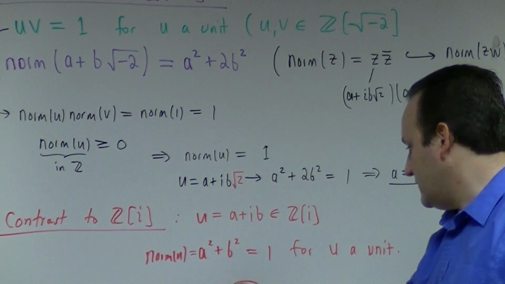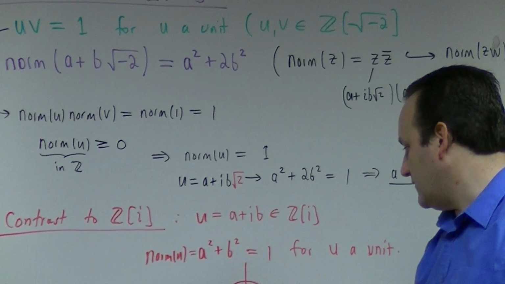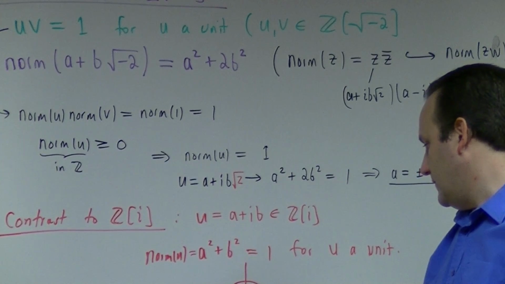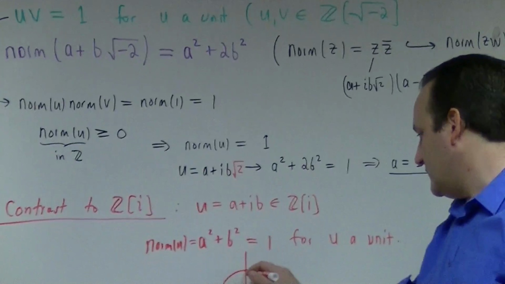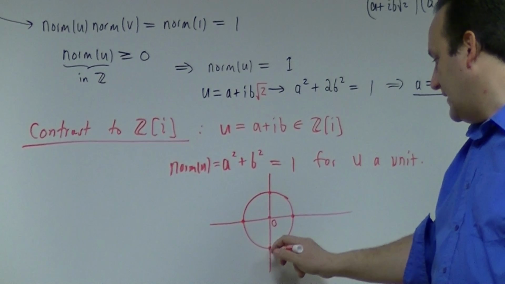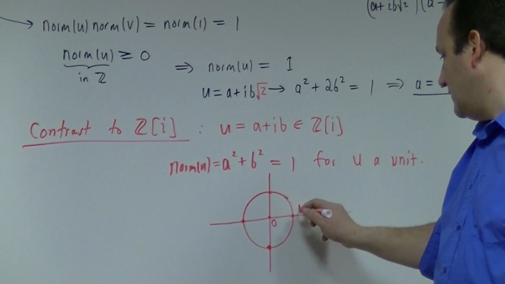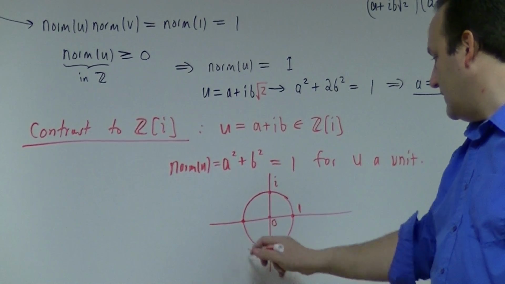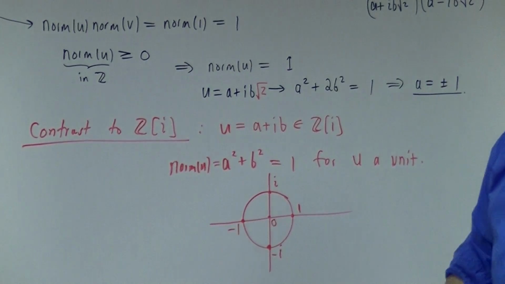But geometrically, this is way different, right? Because if you look at the unit circle, which you can, it has 4 intersection points with the integer lattice: 1 in the complex plane, i, minus i, and minus 1. Those are all units of the Gaussian integers.